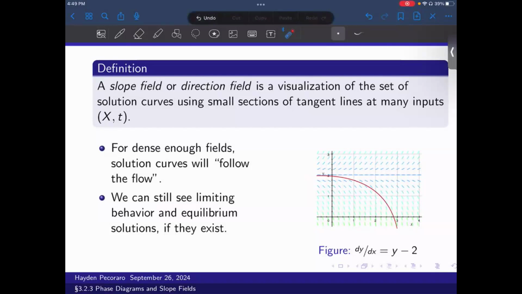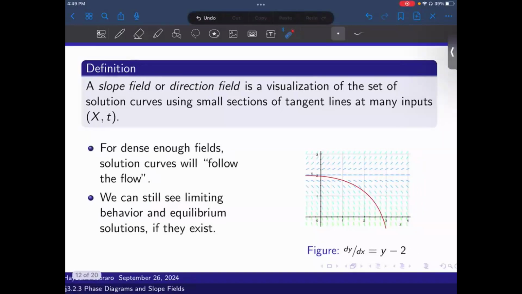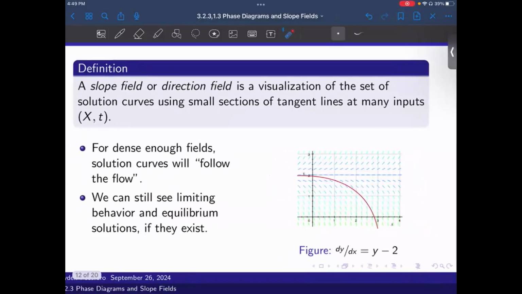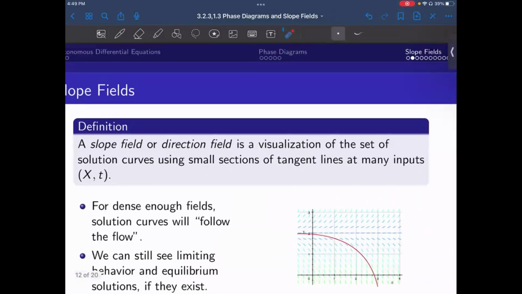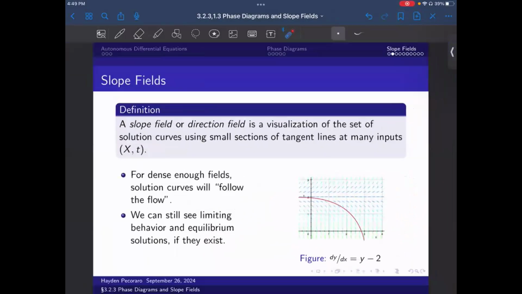This is what you might do for a differential equation that is hard to do by hand. Come on. Okay. We'll just get to the next slide. It's freezing on me. Hold on. There we go.